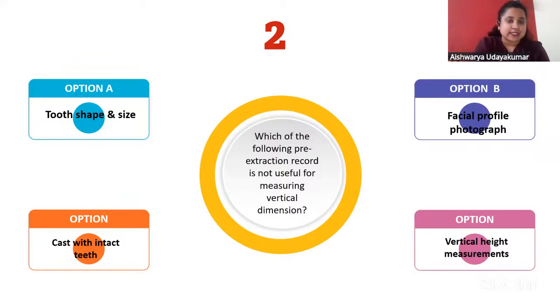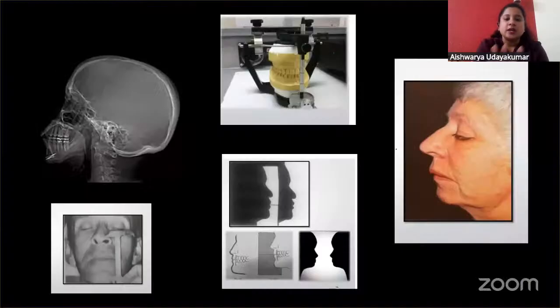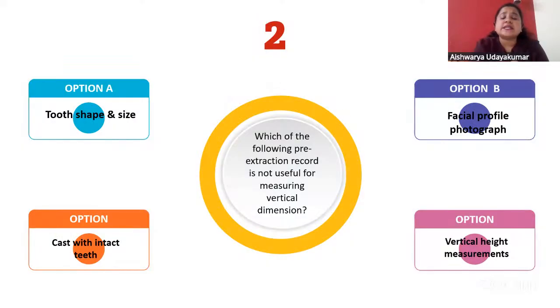Casts with intact teeth definitely have two points, an upper and a lower point. Vertical height measurements, that is facial measurements, which have been used for a long time, are also helpful. Now see this image. These are the things that can help us determine the vertical dimension. When we check vertical dimension, there should be two points, one in the maxilla and one in the mandible. On the option tooth shape and size, with a little presence of mind, you can say that definitely this is not an option.